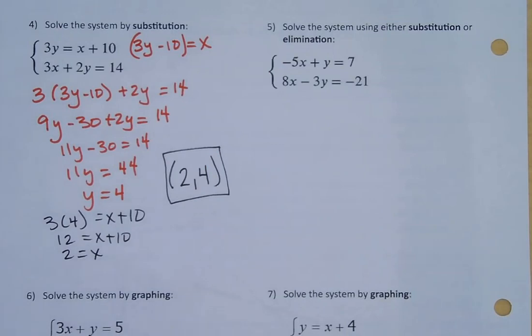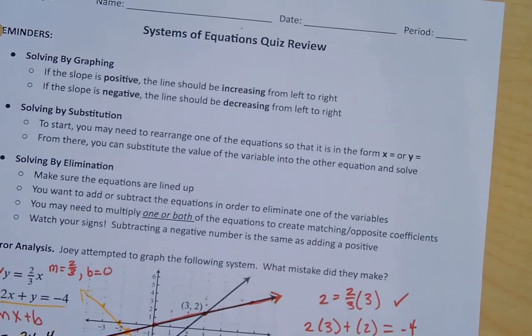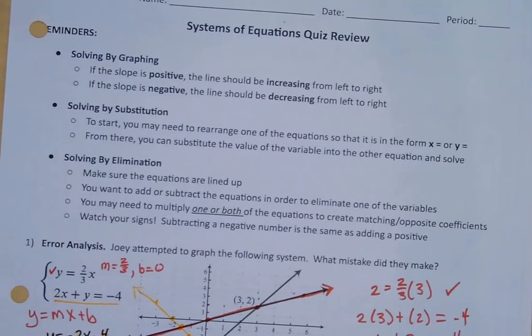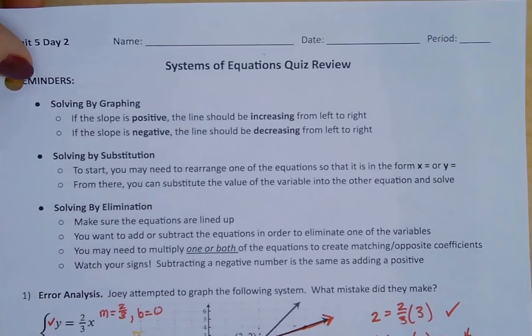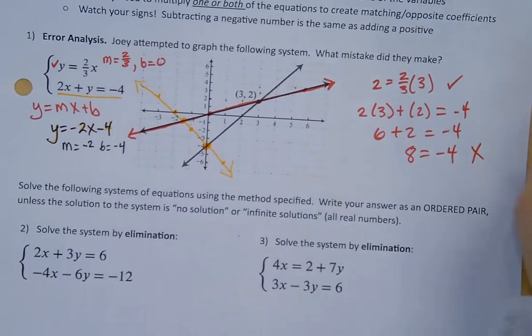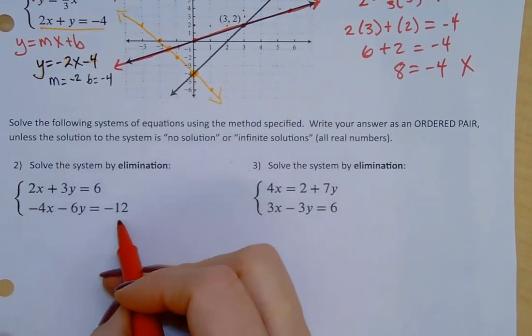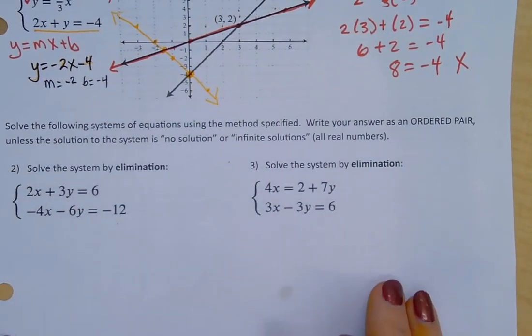Okay, and forgive me, I just noticed I completely ignored other problems on our front page. I don't know why. So here's our front page, Unit 5, Day 2. This is our quiz review. So sorry, I didn't mean to ignore these. We have 2 more questions down at the bottom. We're going to solve these systems of equations using each of the methods that's specified.